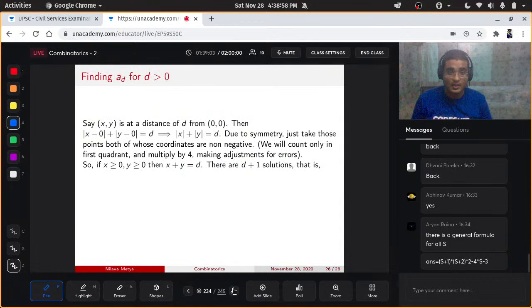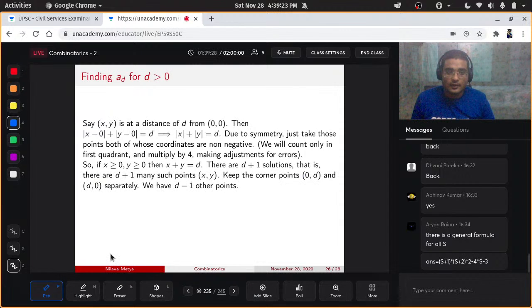Now there are d plus 1 solutions. Okay, non-negative integer solutions to this equation is d plus 1. That is d plus 1 such points which lie in the first quadrant, including the x-axis and y-axis. So this includes the corner points (d, 0) and (0, d). Okay. So we keep these 2 points separately. This and this we keep separate. Okay. If we keep these 2 separate, what do we have? We have removed 2 points. We have d plus 1 points.